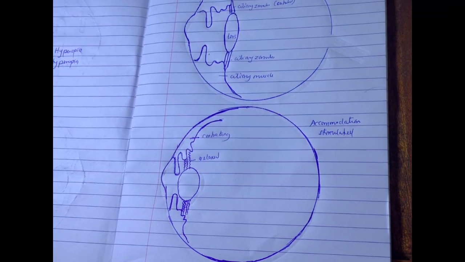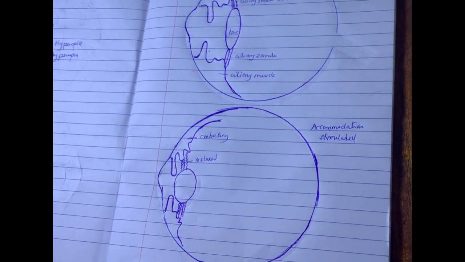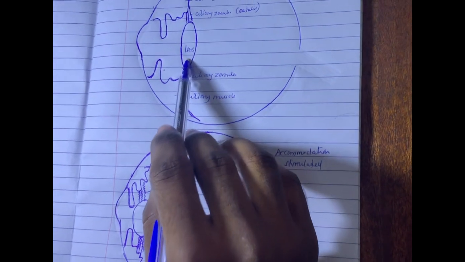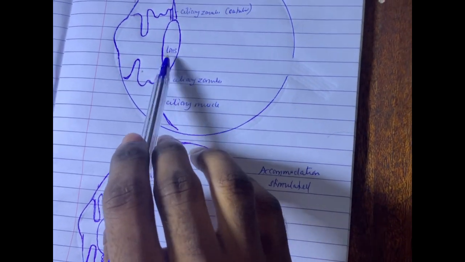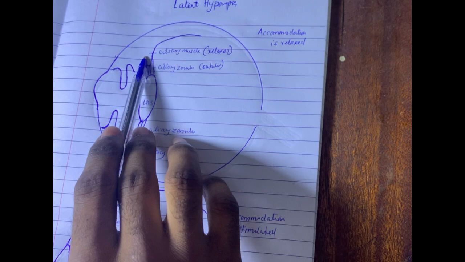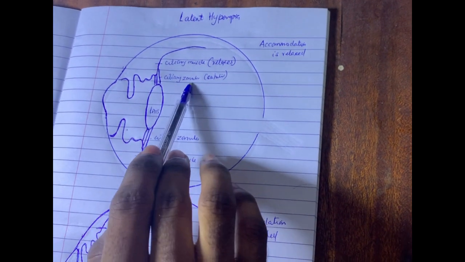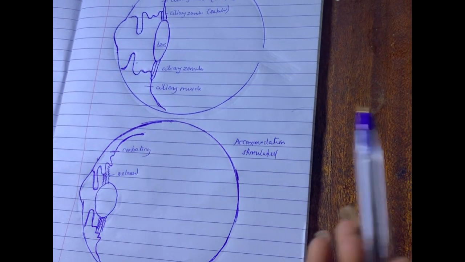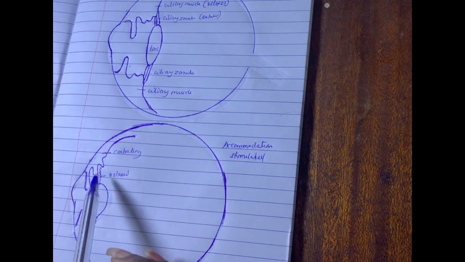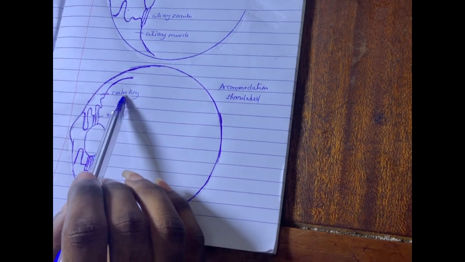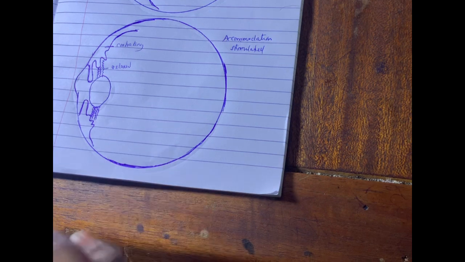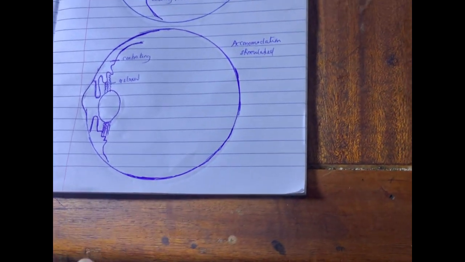So the take home is that whenever I am looking at far, accommodation is relaxed, and that means my ciliary muscle is relaxed and the ciliary zonules are contracting. But whenever I look from far to near, my ciliary zonules relax and my ciliary muscle contracts and brings the lens more forward and makes the lens thicker, so that it increases the power of the eye to look at things at near.